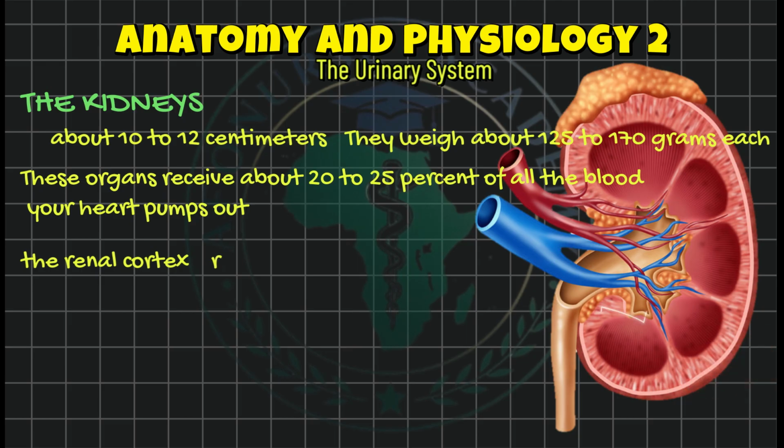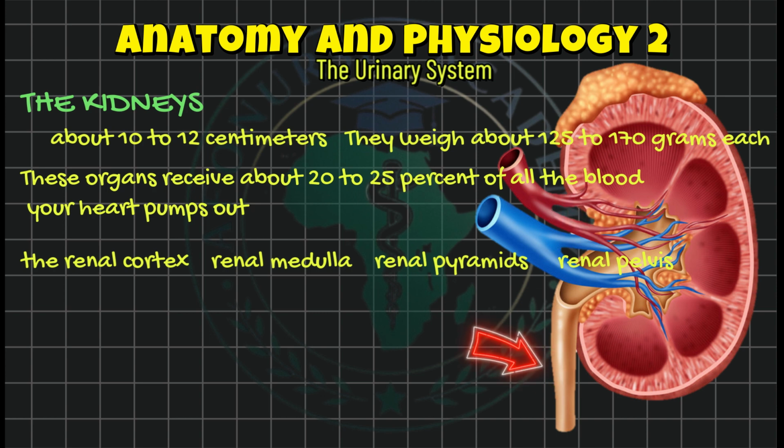Beneath that is the renal medulla, which contains cone-shaped structures called renal pyramids. And then there's the renal pelvis, which is a funnel-shaped cavity that collects the urine and funnels it into the ureter. Now, I know these names might feel like a lot, but stick with me because understanding this structure will help you understand how urine is actually made.